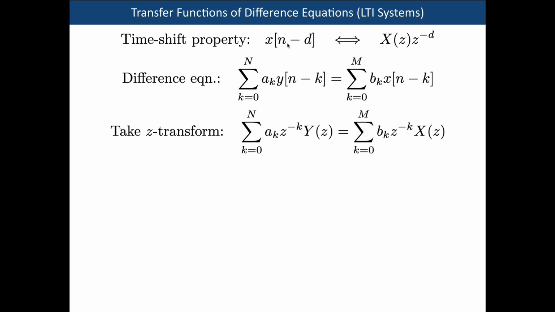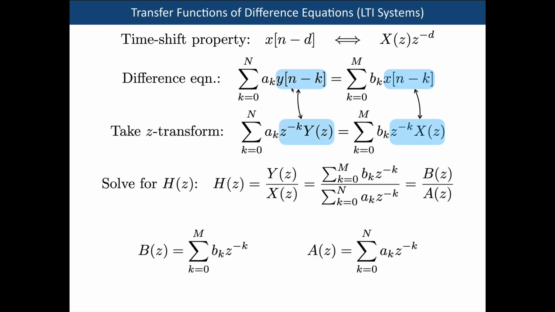And notice that the difference equation is given by a sum of delayed copies of the output and delayed copies of the input on both sides here. So if we apply this time delay property to the difference equation by taking the Z transform of both sides, notice what we get out of this. Y of n minus k goes to Z to the minus k Y of Z. X of n minus k goes to Z to the minus k X of z.